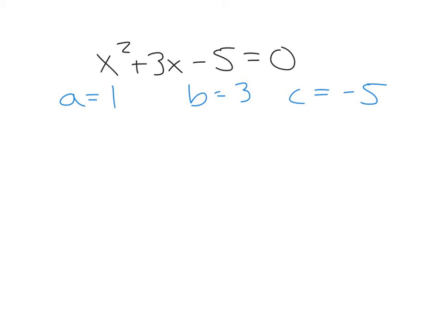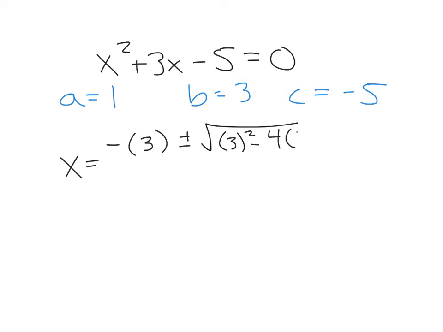When plugging this into the quadratic formula, you have x equal to negative b, which is negative 3, plus or minus the square root of b squared, so 3 squared, minus 4 times a, which is 1, times c, negative 5. This is going to give me a positive value in the square root, so I should end up with 2 real solutions. And then, of course, divided by 2a, which is 2 times 1.